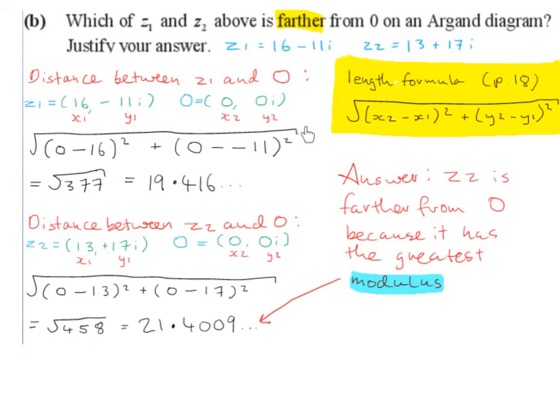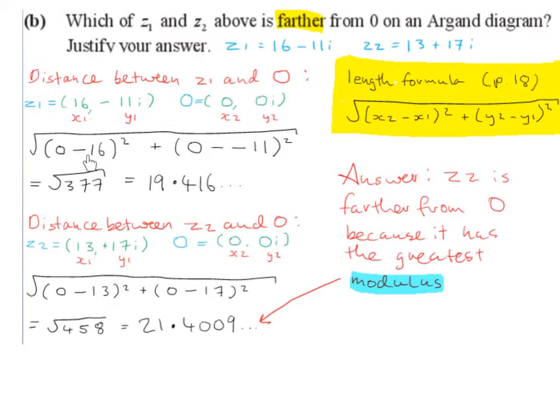So we have our big square root, and x2 is 0, so we bring down a 0, and then a minus, and x1 is 16, and then we square it. Bring down the plus, very important, you have to have the plus. If you forget the plus, then you'll end up multiplying both of these together, which will be completely incorrect. Then y2 is 0, so bring down the 0, then the minus, and then y1 is minus 11, so we've got another minus and 11 stuck on, and then we square it.